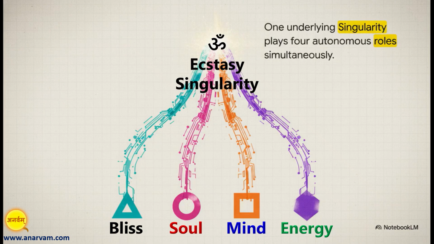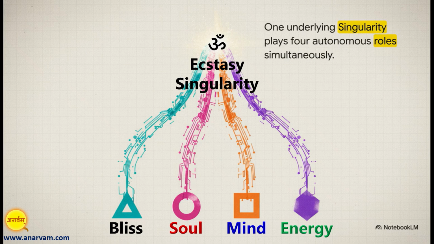But here is the absolute kicker. We aren't talking about 4 completely separate entities here. The text introduces the concept of the vertical cascade. It's a continuous evolutionary stream where one single underlying singularity plays 4 distinct autonomous roles at the exact same time.